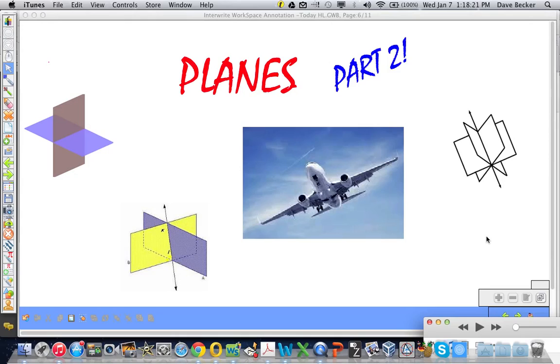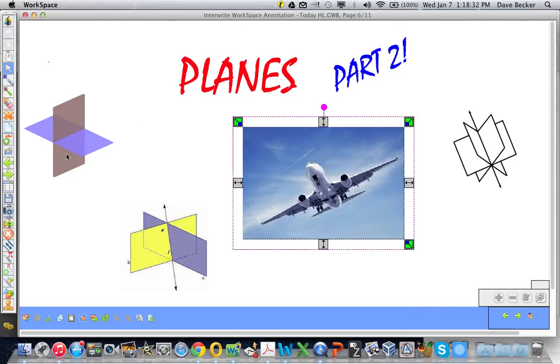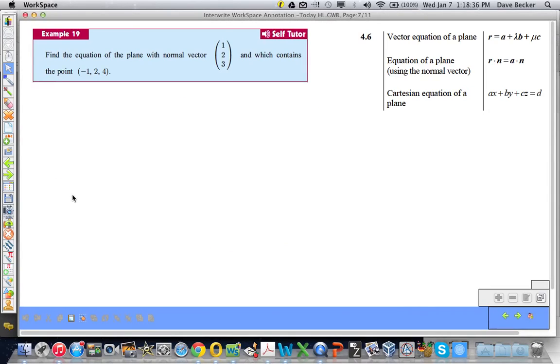We learned about the equations of planes in vector form and Cartesian form. And we're going to use those to solve a couple of fairly simple problems. So here we go. We are tasked with finding the equation of the plane with the normal vector (1, 2, 3) and which contains the point (-1, 2, 4).